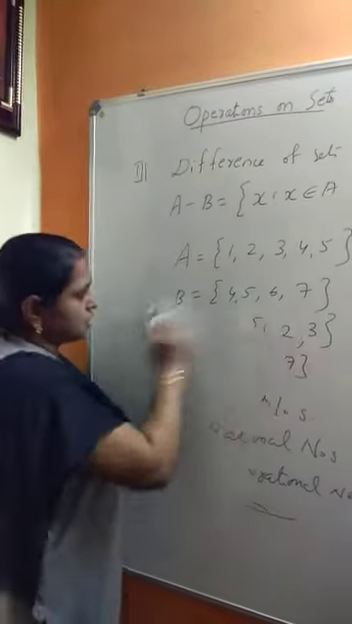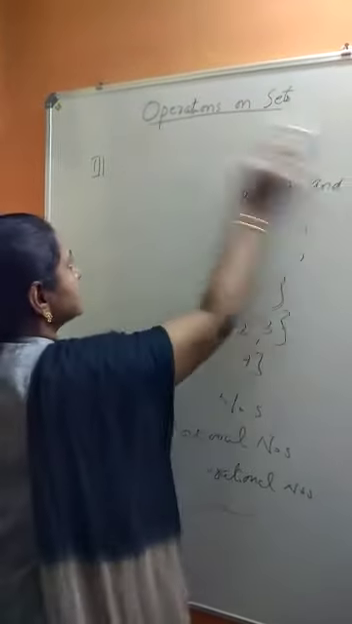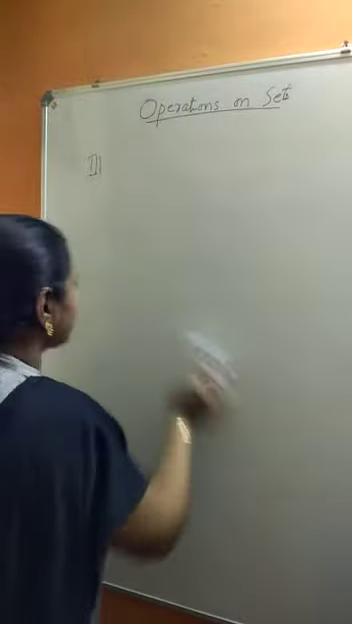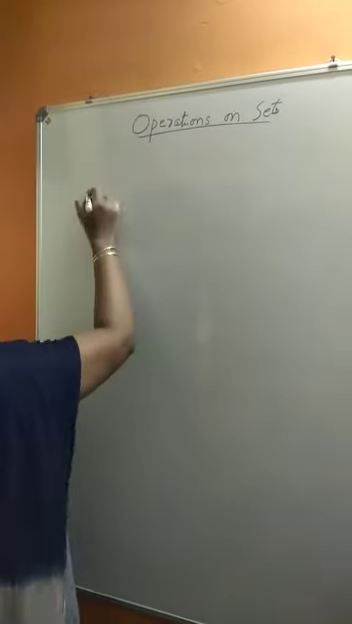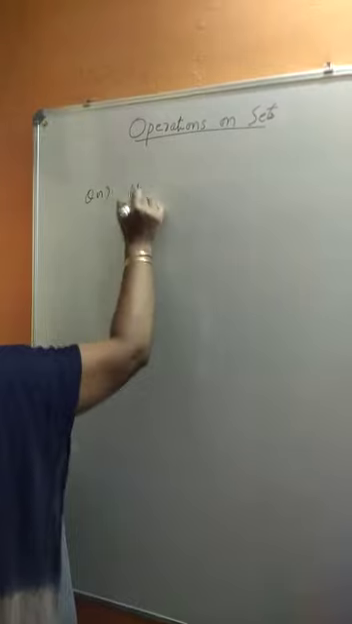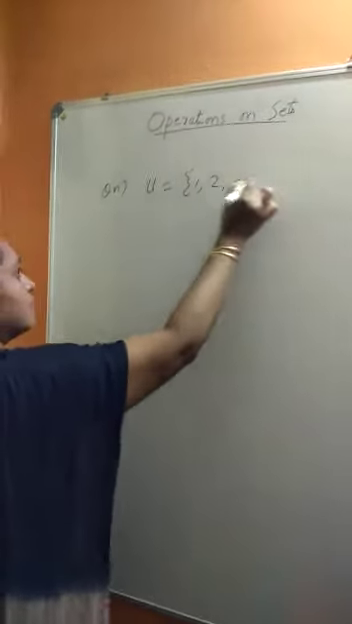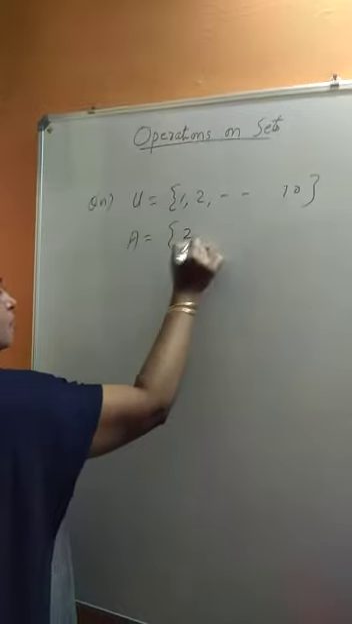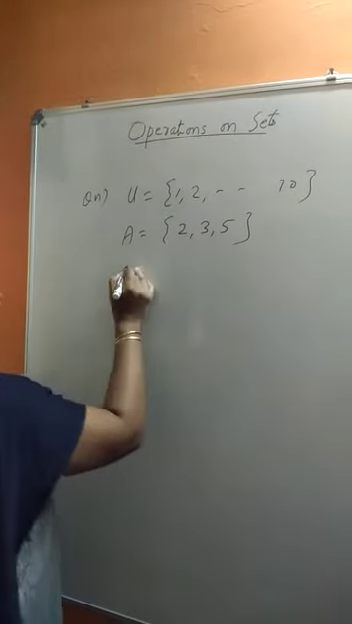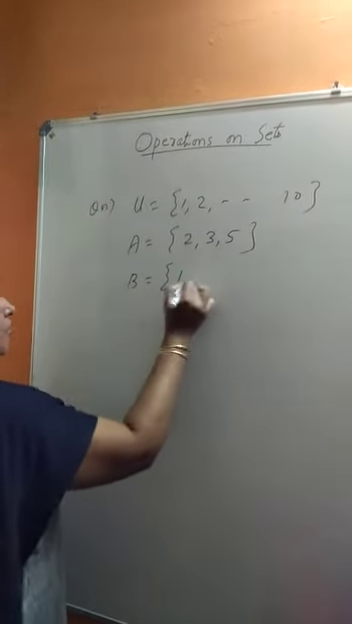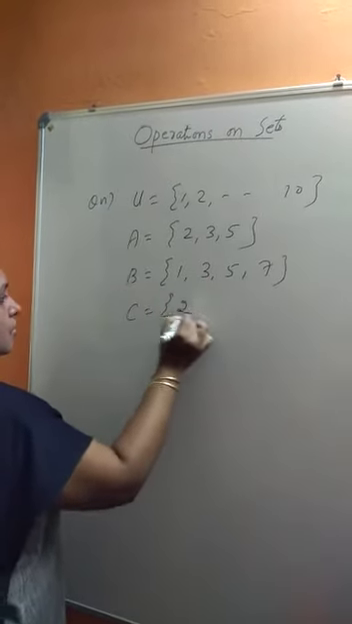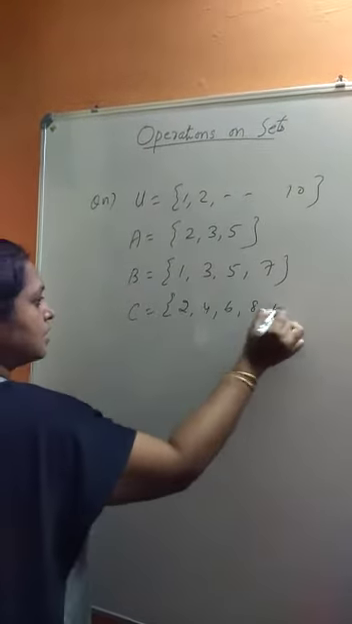Let us see a question. Question is: U is equal to {1 to 10}, 1, 2, 3, etc. up to 10. A is equal to {2, 3, 5}. B is equal to {1, 3, 5, 7}. C is equal to {2, 4, 6, 8, 10}.